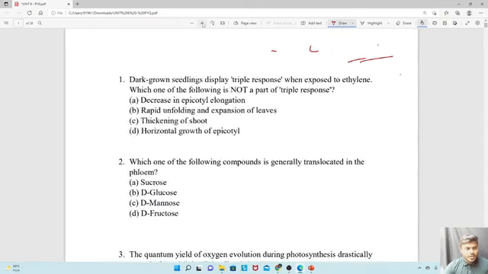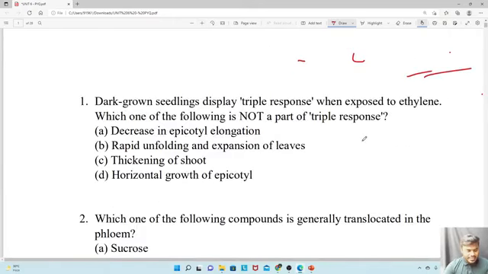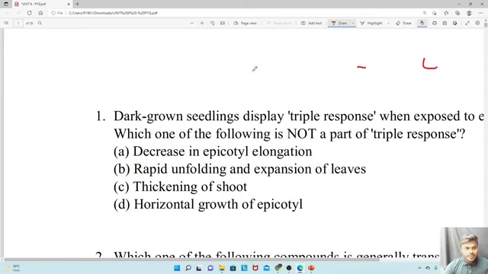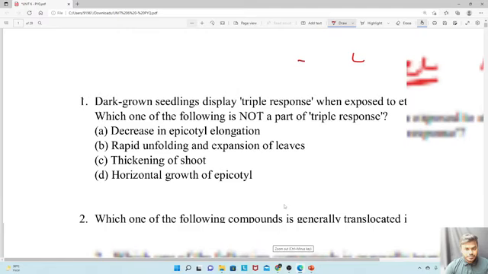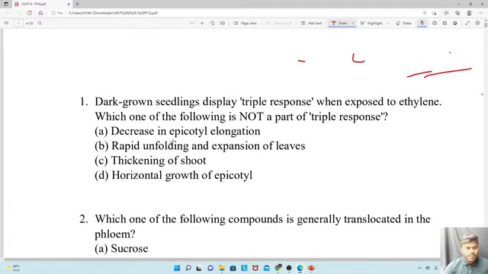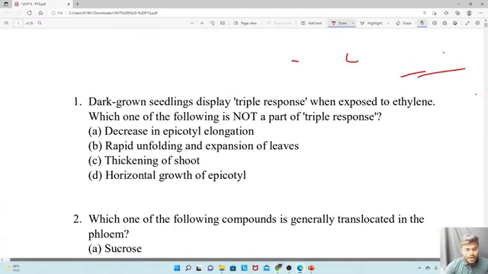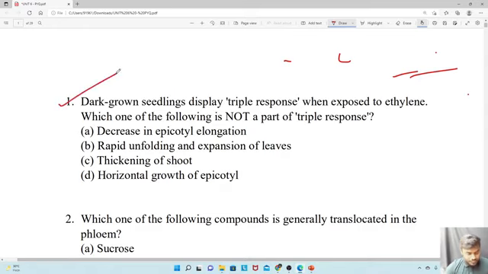I'll zoom. I think you can't see. Okay, I hope everyone can see it nicely. Perfect. Okay. Question number 1. Your time starts now. I want you to be a little faster.